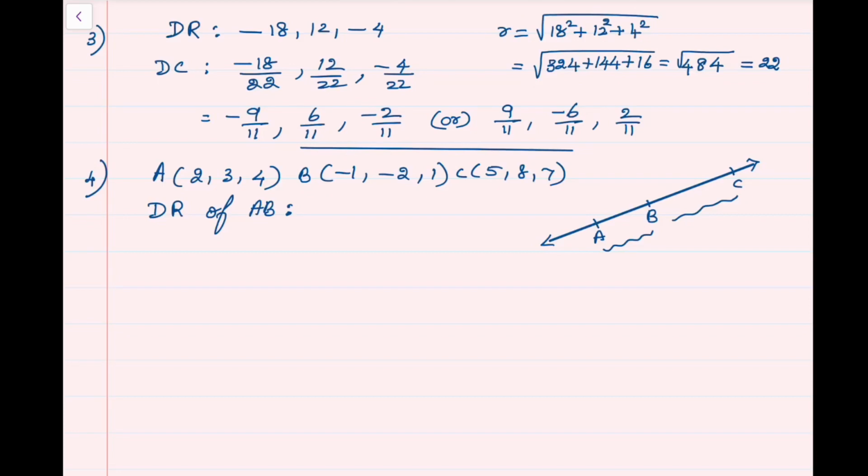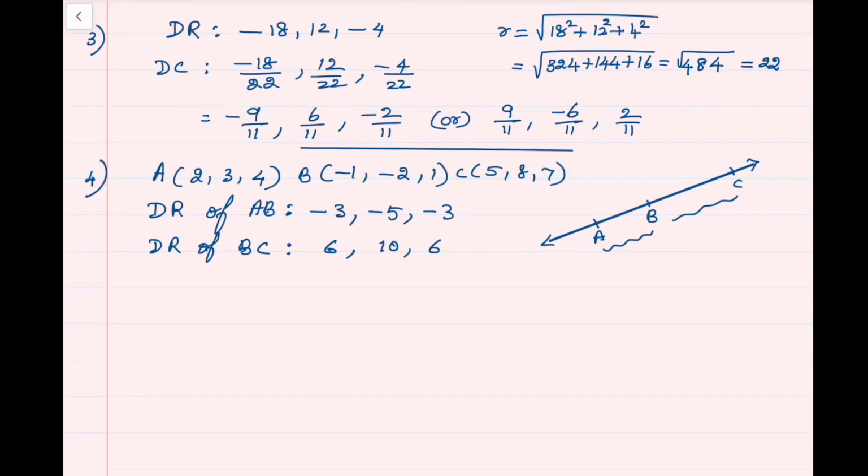You can do B point minus A point or A minus B. I am doing B minus A. So minus 1 minus 2 is minus 3. Minus 2 minus 3 is minus 5. 1 minus 4 is minus 3. Similarly, let us find DRs of BC. Or you may find DRs of AC also. I am doing C minus B. 5 minus of minus 1 is 5 plus 1, which gives us 6. 8 minus of minus 2 is 8 plus 2, 10. And 7 minus 1 is 6.